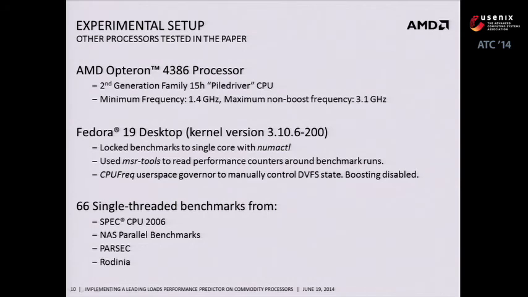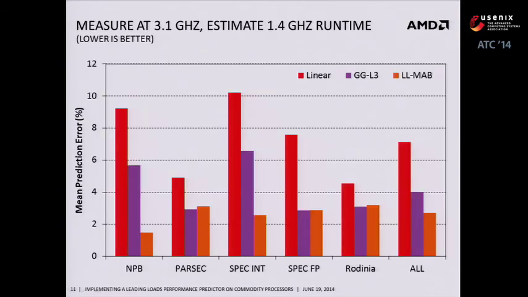We ran all of this on an AMD Opteron 4386 processor, which is a second generation family 15H core, also known as Piledriver. We've run this on a couple others, including an old Phenom II core, which I don't want to show here because this is a short talk and I'm already running low on time. We ran this on Fedora 19. We ran 66 single-threaded benchmarks, and whenever we ran them, we would lock them to one core using NUMA control. And then using MSR tools, we were able to read these performance counter registers around running the application. The minimum frequency that this core can run at is 1.4 gigahertz, and the maximum user accessible frequency is 3.1. So those are the 2 we use to run these tests. And so this is the estimation error that we see in these applications over these benchmark suites.